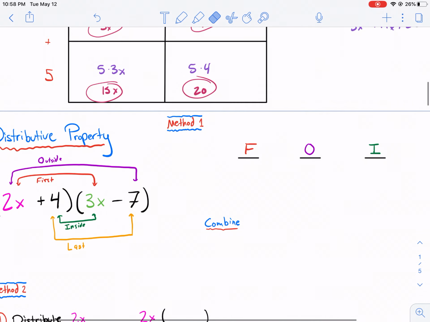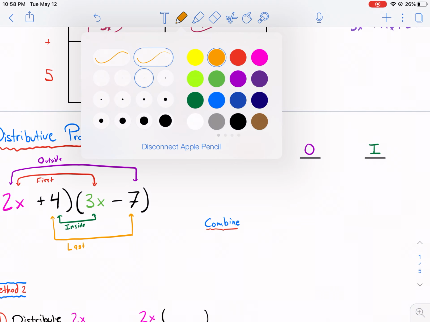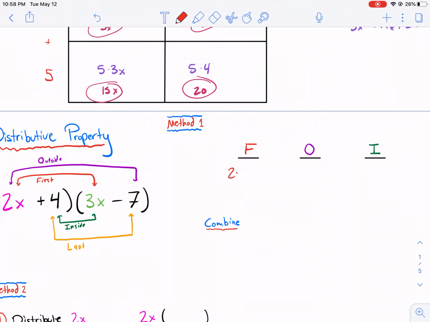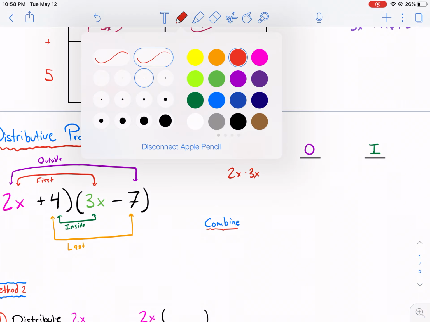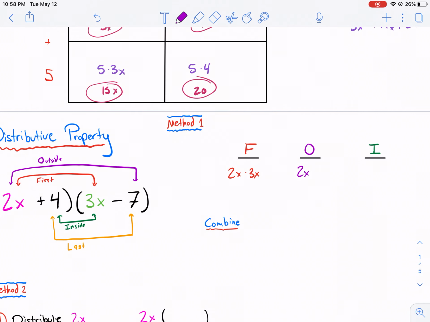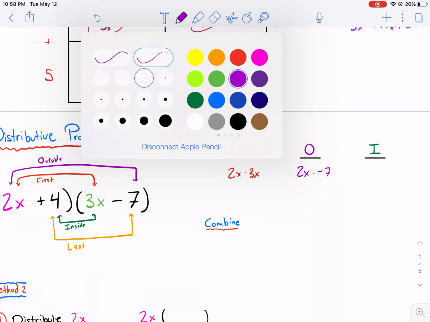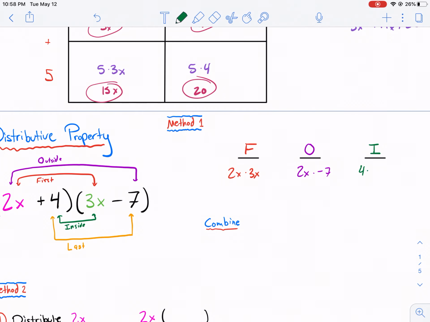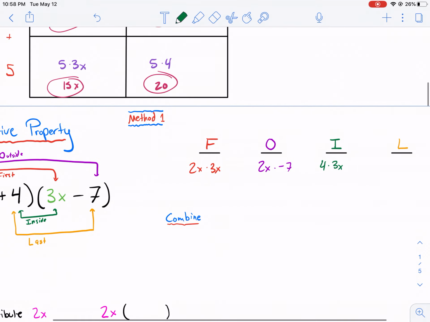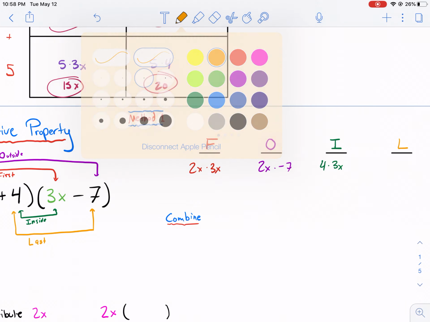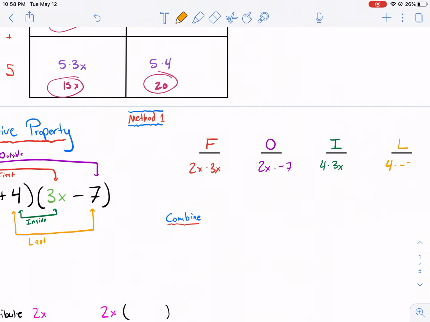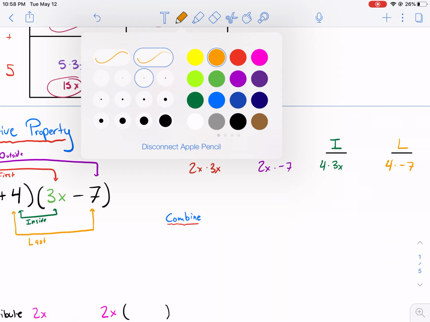Okay, so for the F, what were we multiplying? We were multiplying the 2x times the 3x. For the outside, what were we multiplying? We were multiplying the 2x times the negative 7. Inside, we were multiplying the 4 times the 3x. And for the last, we were doing the 4 times the negative 7. We need to simplify each one of these.